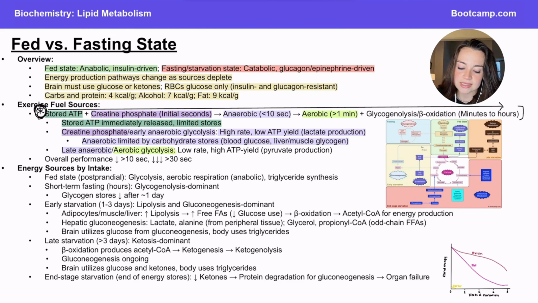Remember, we said that this has a low rate, it's a longer pathway, but we get a higher ATP yield in the long run. So from 1 minute onwards, we're going to be running that aerobic respiration. As we continue on our exercise through minutes to hours, we will add on glycogenolysis and beta oxidation as auxiliary energy production pathways. Your peak overall performance is already on the way downhill by 10 seconds in and is remarkably decreased after about 30 seconds.